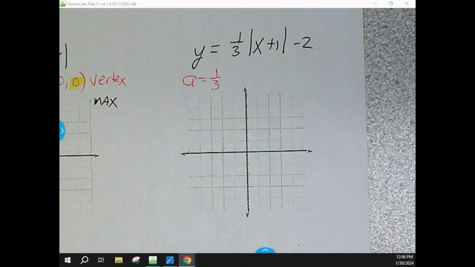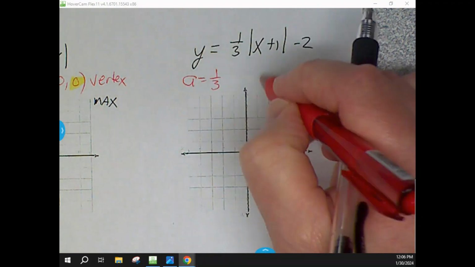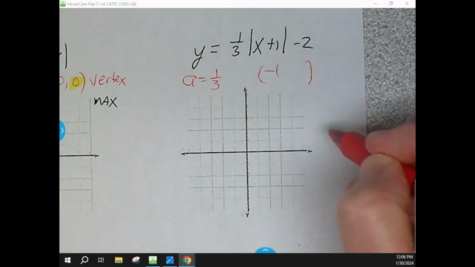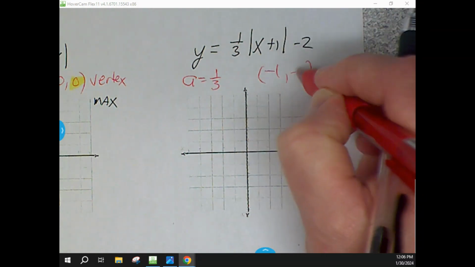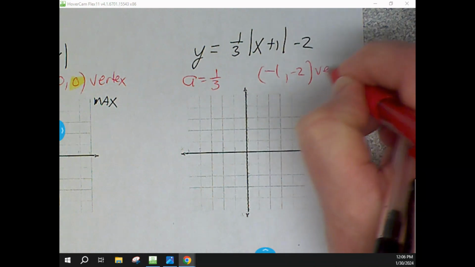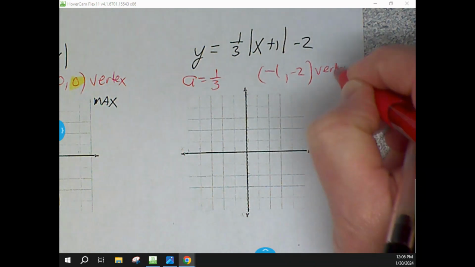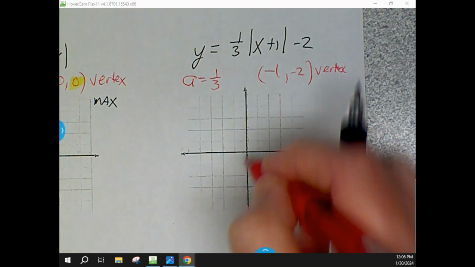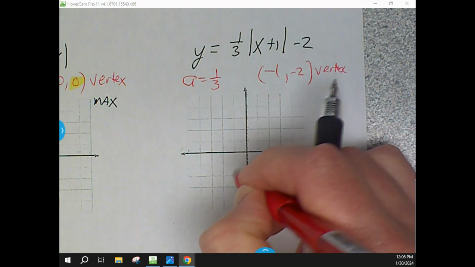Okay, so we got an a value of 1/3. So we got a plus 1. So when we write the vertex, that's -1. Again, the one on the outside doesn't change. So there's our vertex at -1, -2. Okay, so -1, -2 would put us there.